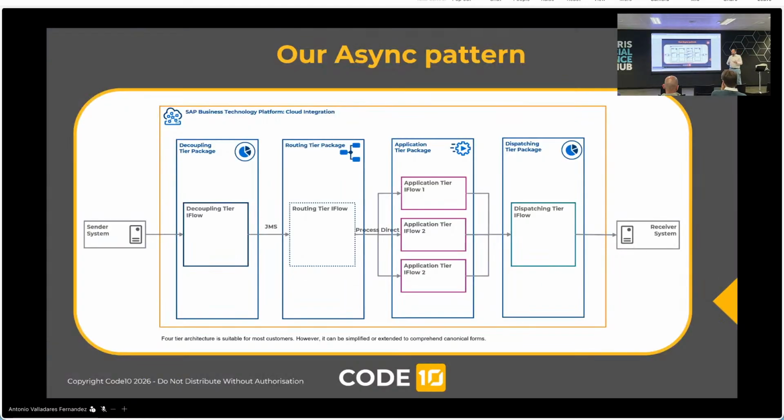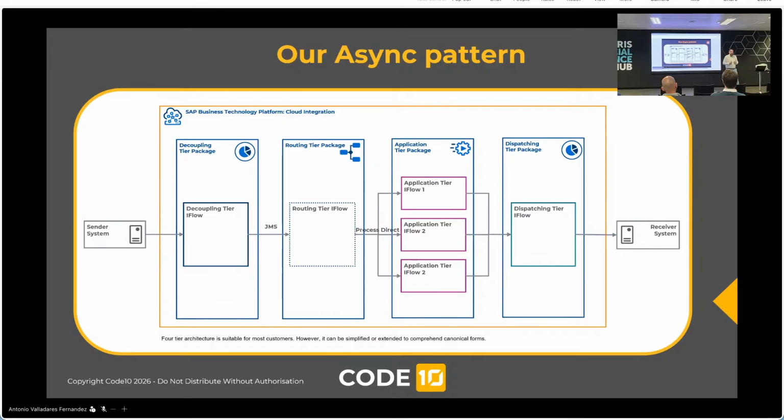So what is our proposal? Our proposal is to use patterns. So we use a 4-tier pattern for all the asynchronous communications. It has some exceptions, but okay. We use the first step for doing a decoupling. We receive whatever message and we put it in a JMS queue.